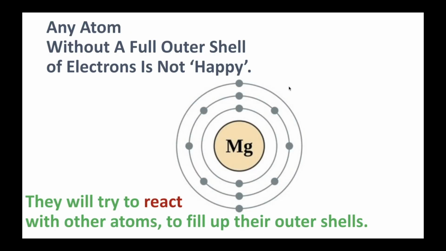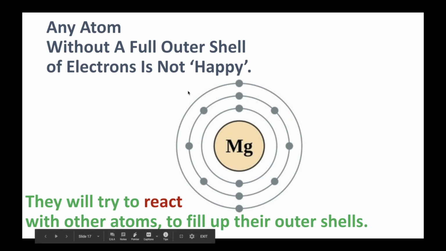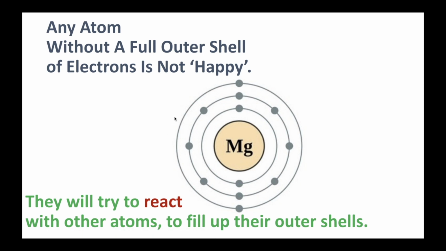If you have an atom with an outer shell that is not full, then it's not happy. Magnesium, for example, if you look at the outer shell, there are only 2 electrons. But that third shell can hold 8, and so it's not full. And so magnesium is not happy. It's not satisfied. It's not calm. And so magnesium is going to try to react with other atoms so that it can fill up its outer shell. And we're going to figure out how that happens. Magnesium is clearly not happy, as you can see from the speech bubble.